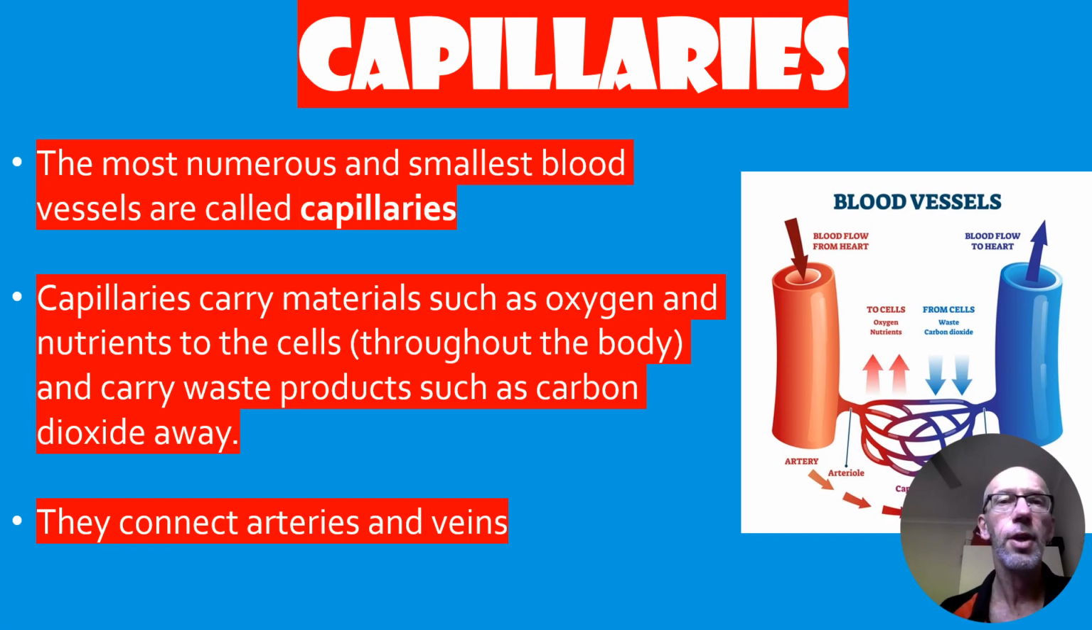And then we have the smallest and most abundant type of blood vessel, the capillaries, which have the direct line of communication with the cells, which we'll illustrate later when we look at the gas exchange that occurs with the alveoli in the lungs.